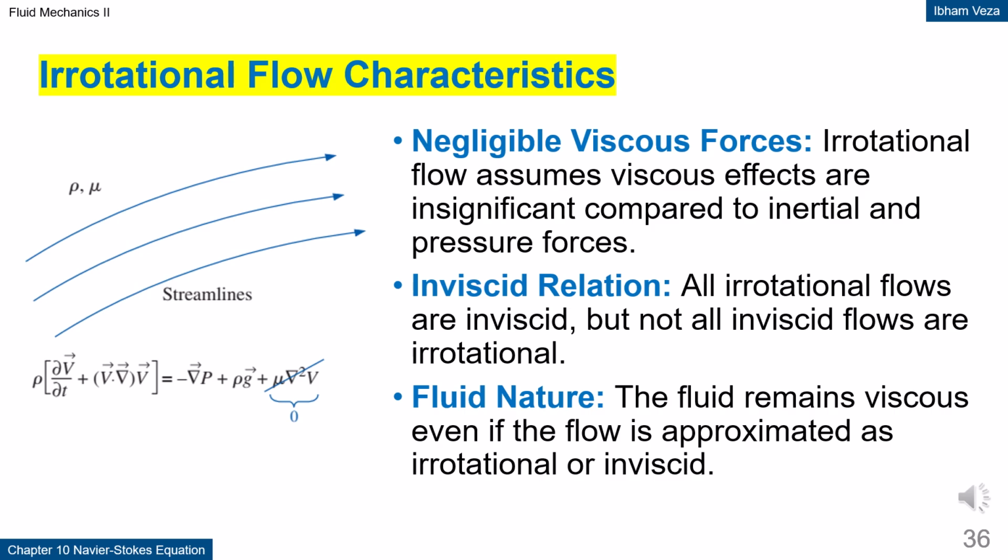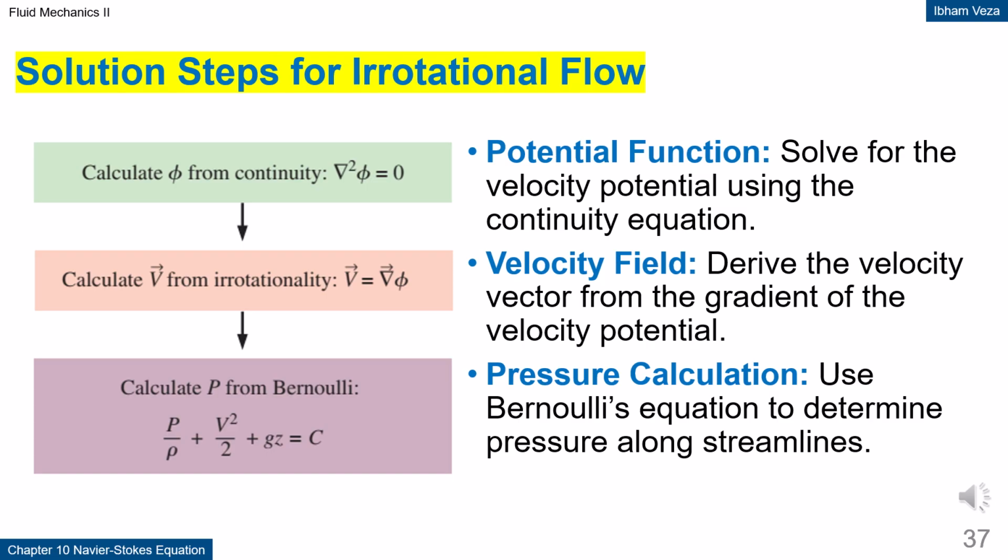Irrotational flow characteristics. Irrotational flow assumes that viscous forces can be neglected compared to inertia and pressure forces. All irrotational flows are inviscid, but not all inviscid flows are irrotational. The fluid itself still has viscosity, but its effects are ignored in the model. This approach aims to simplify analysis, not to change the physical nature of the fluid. Therefore, the limits of the model must always be considered. Solution steps for irrotational flow.